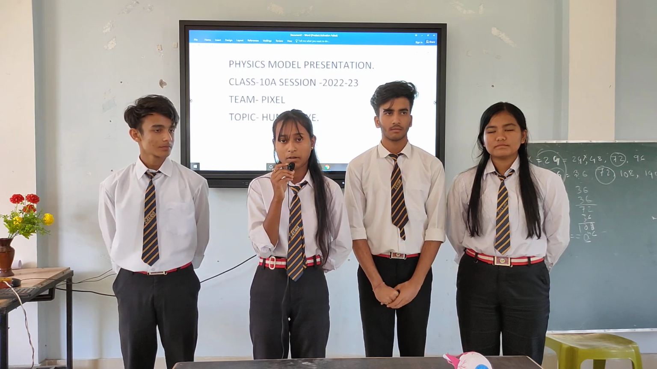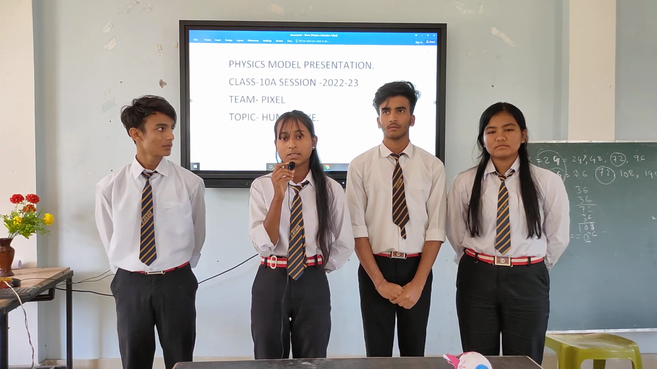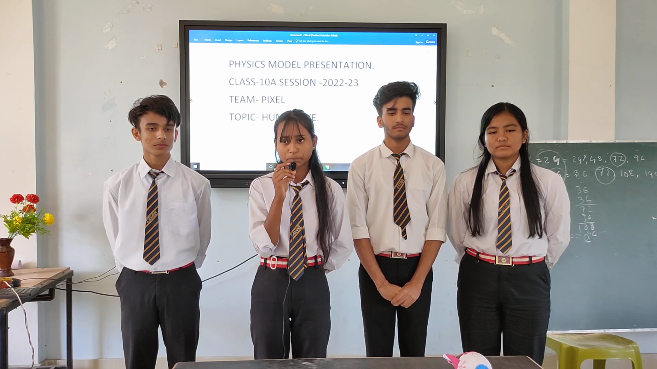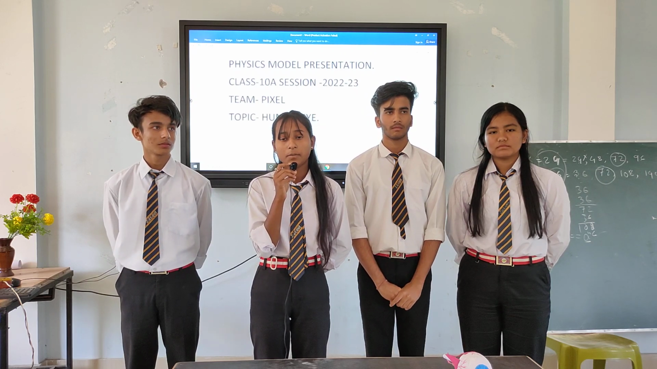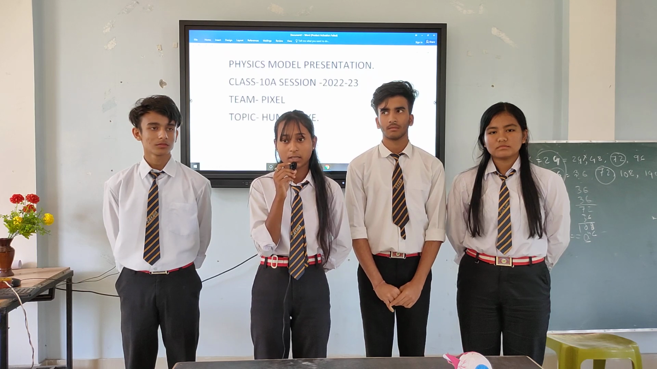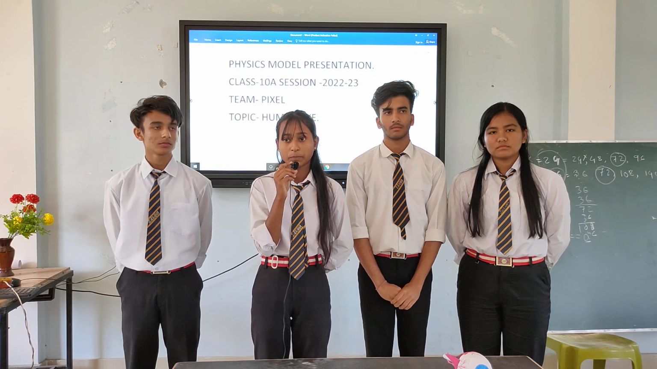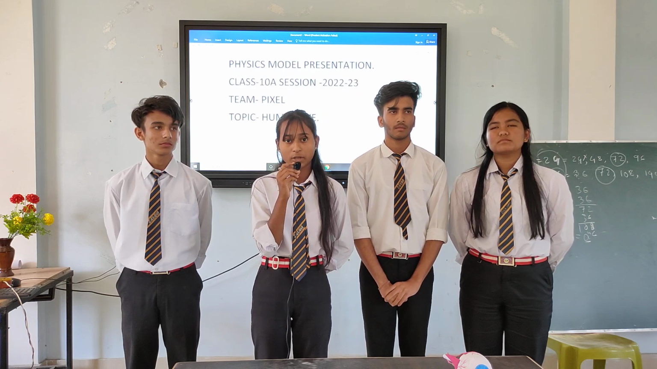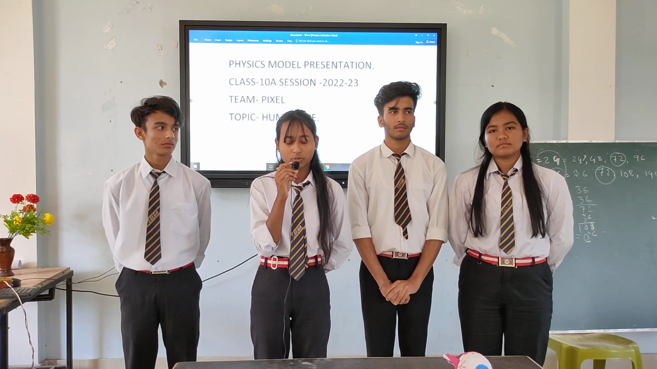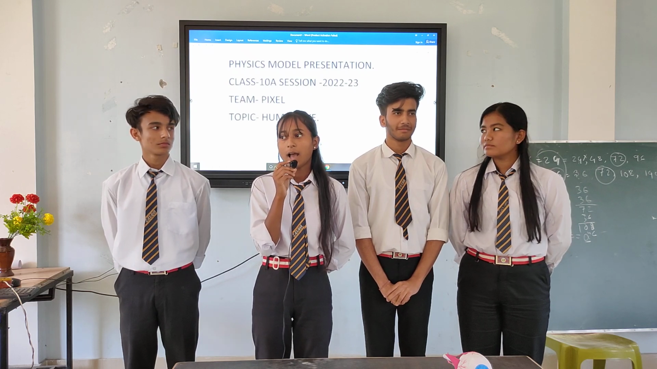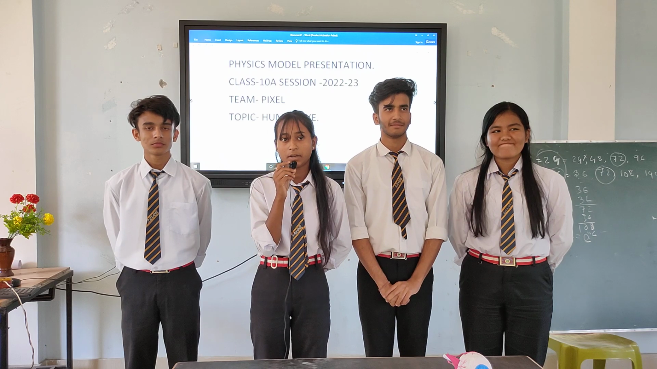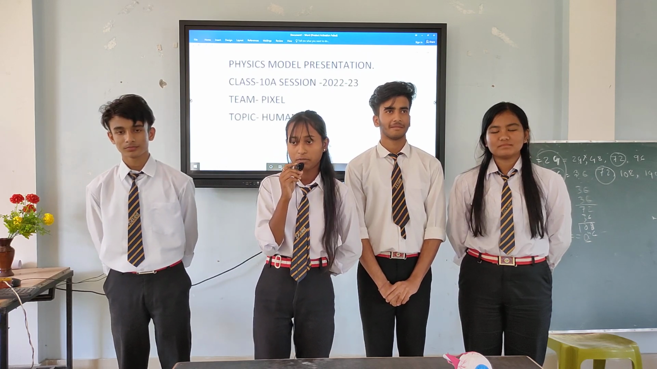Next is hypermetropia. It is also known as farsightedness. A person with hypermetropia can see far objects but cannot see near objects clearly. This is because the focal length of the eye lens is too long and the eyeball has become too short. It can be corrected by wearing a convex lens of suitable power.